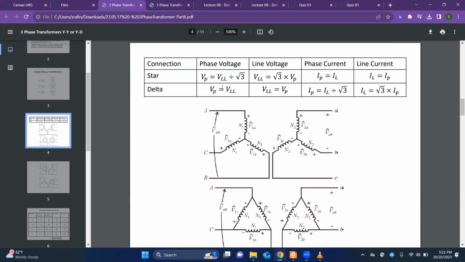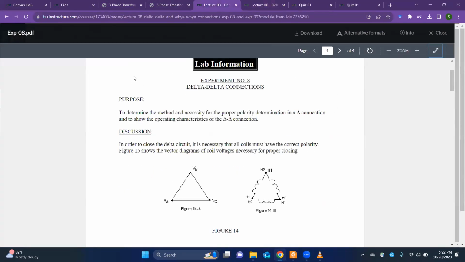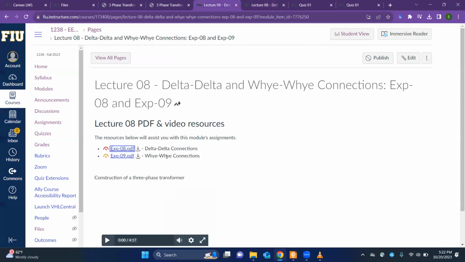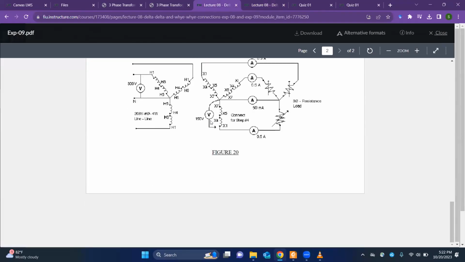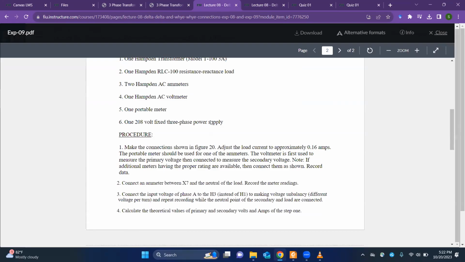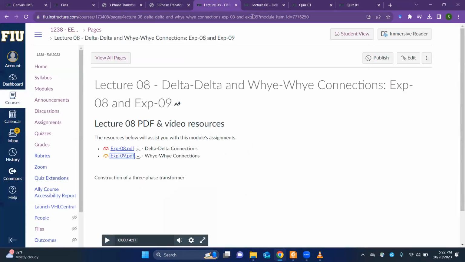So I want you to calculate everything, and it'll be a two-part report. Part A will cover delta delta connection, and part B will cover Y to Y connection, which will be given in experiment number 9. So this is a very simple experiment. So I hope you will not face any problem.